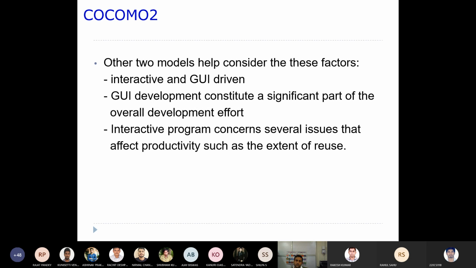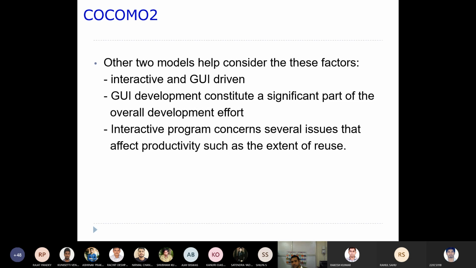So the other two models help consider these factors. Like the first one, the application composition model, and we are talking about application and early design. These two models consider interactive and GUI driven software. So they consider how much interactiveness is required as part of the software. GUI development constitutes a significant part of the overall development effort, as I told you. So it is almost equal to the effort required to develop the functionalities also, right? As I told you, an interactive program concerns several issues that affect productivity, such as extent of reuse, right?